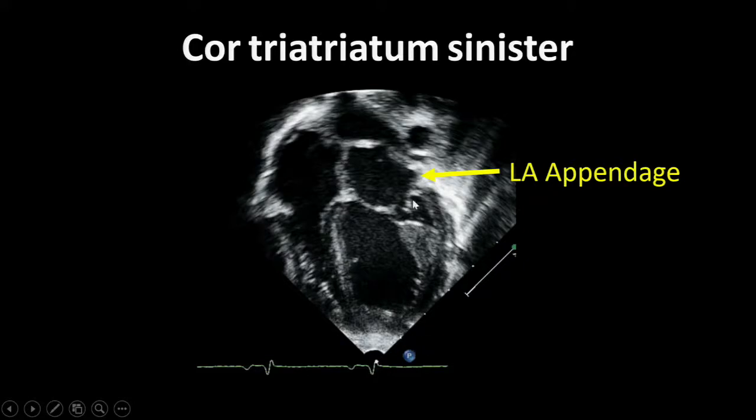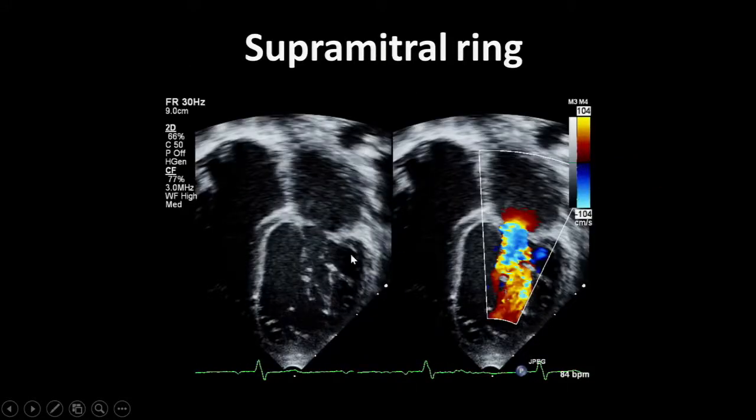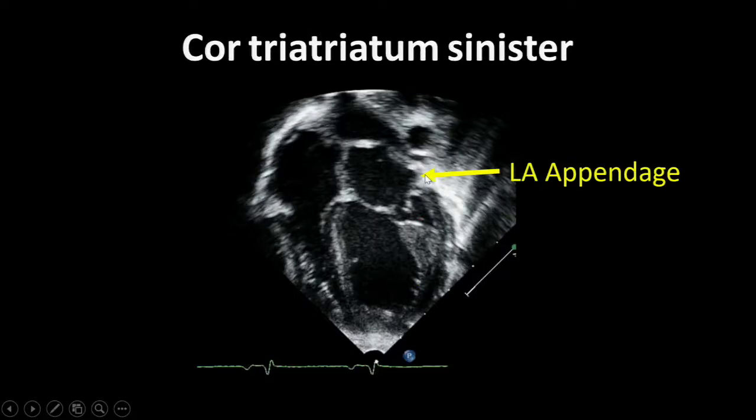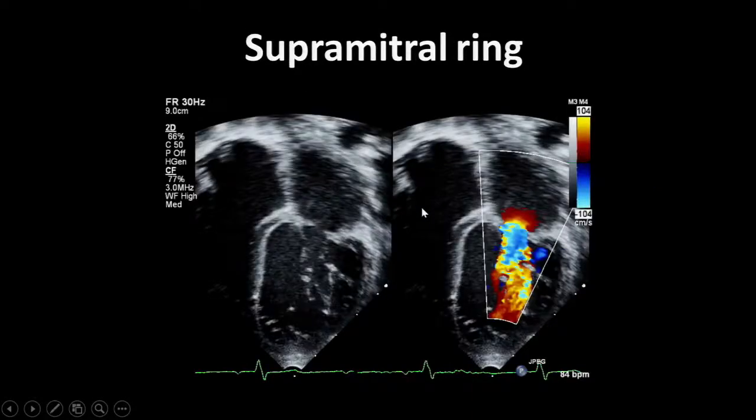You can compare and contrast this to a supramitral ring. Here you can see it in 2D. Here's the mitral valve. Here's a supramitral ring or supramitral membrane here. In this case, the left atrial appendage would be on the atrial side of this lesion here. Again, over here, the left atrial appendage was on the ventricular side of the membrane. And you can see this is leading to mitral stenosis.